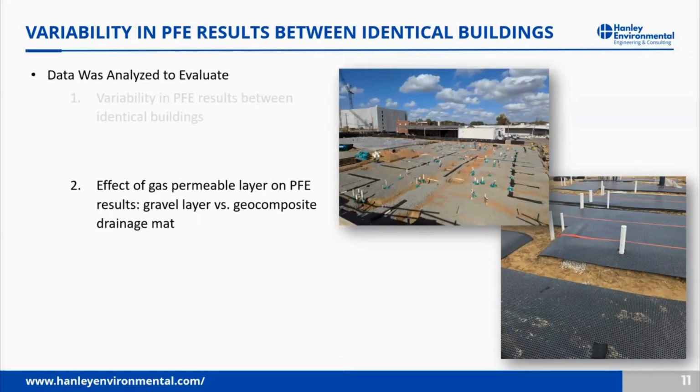Second, we looked at the effect of the gas permeable layer, the material that's used. Typically, you see a gravel. We do at least 4 inches of washed stone. In some of these buildings, we had a geocomposite drainage mat, like a dimple board shown in the lower right. So that forms a small void space that can be used as an alternative to gravel. What we found there is the gravel had better performance in terms of vacuum extension, which wasn't a surprise because it has a larger void space compared to the dimple board.